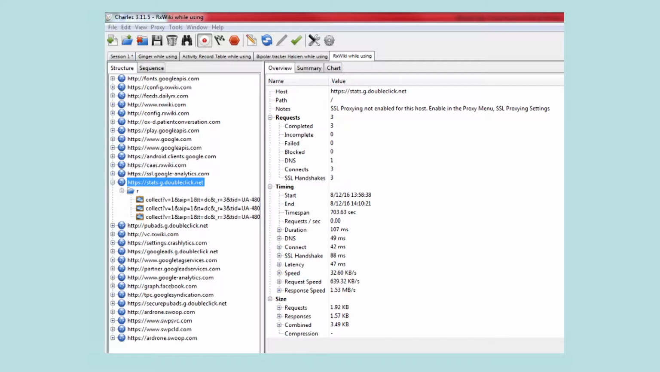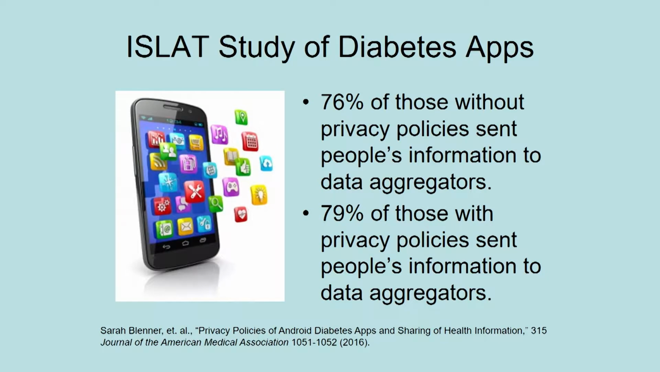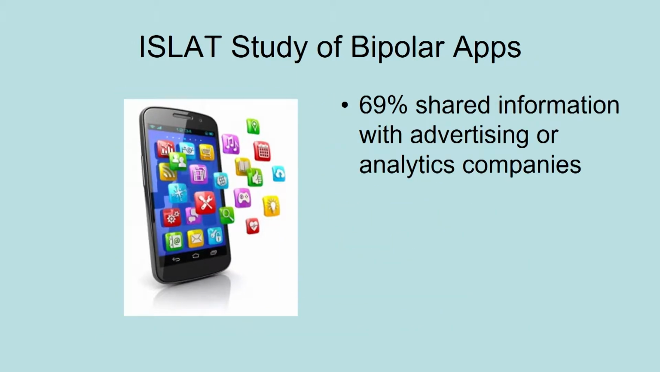And so you would think that apps with privacy policies might be more protective of your privacy, but it turned out with our diabetes apps, those with privacy policies were actually slightly more likely to give your information to third parties than those without them. And about 69% of bipolar apps shared your private information, your suicidal thoughts, your journals, your feelings about your relationships, with advertising and analytics companies. So you can see that's problematic.